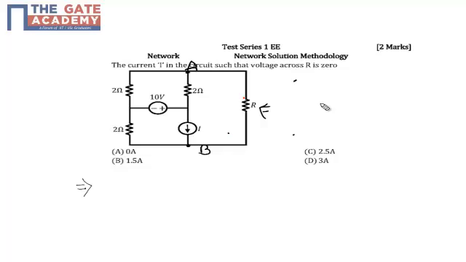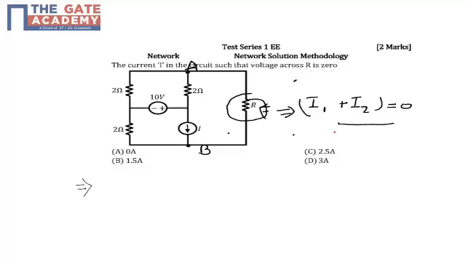Or I can say that the effective current across resistor R is 0, which means the current supplied by the 10 volt voltage source, let's name it I1, and the current supplied by the current source I, let's name this component I2, should satisfy I1 plus I2 equal to 0, such that effectively there is no current flow across R.